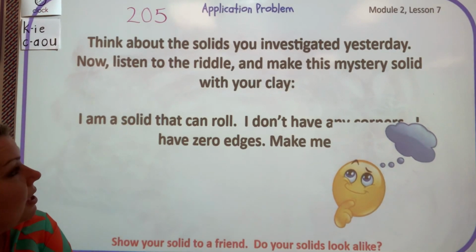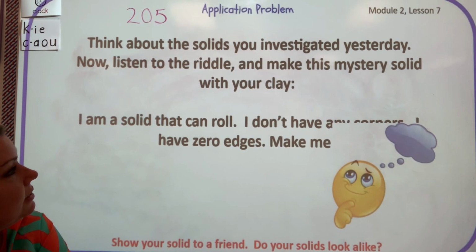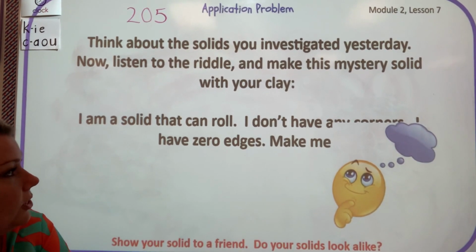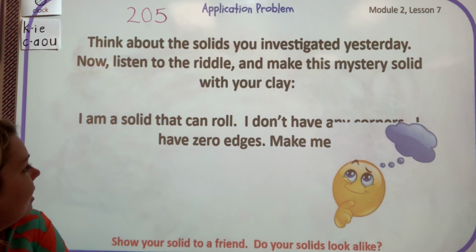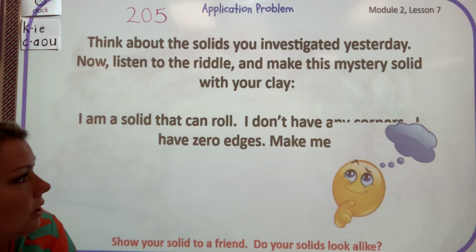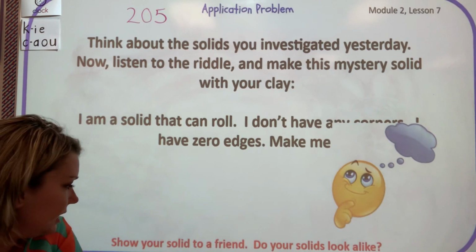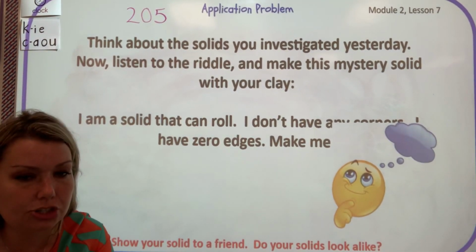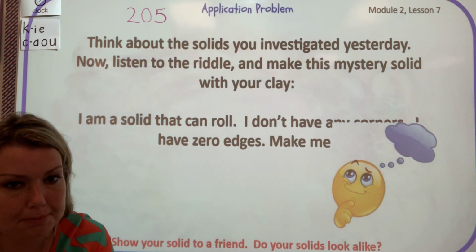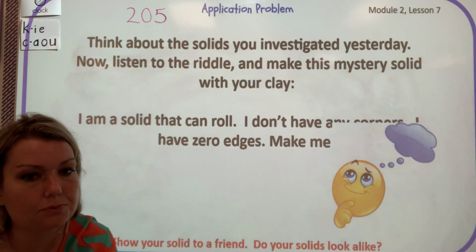Think about the solids you investigated yesterday. Now listen to this riddle and see if you can think of the shape. I am a solid that can roll. I don't have any corners and I have 0 edges. Draw that shape on your paper. Draw that solid on your paper and then raise your hand.